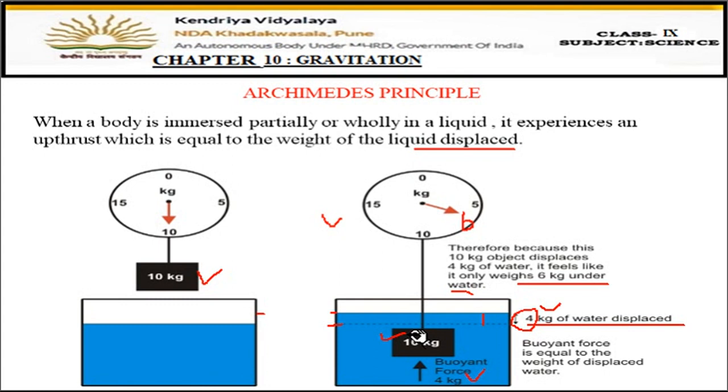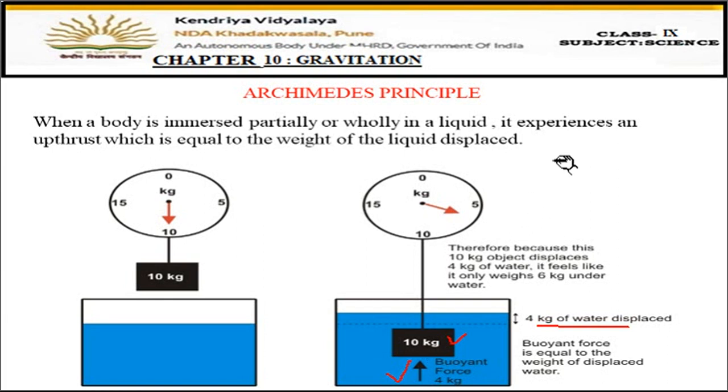So how light an object will feel inside the water depends on the 4 kgs buoyant force applying here. So what will happen? Now the weight of the body inside the water will be only 6 kgs. Okay, already it was 10 kgs, but when it goes inside, it displaces 4 kgs of water. That means the body inside the water will weigh only 6 kgs, as 4 kgs of the water is displaced and a 4 kgs buoyant force is applied from the lower side. Okay, this is Archimedes principle.